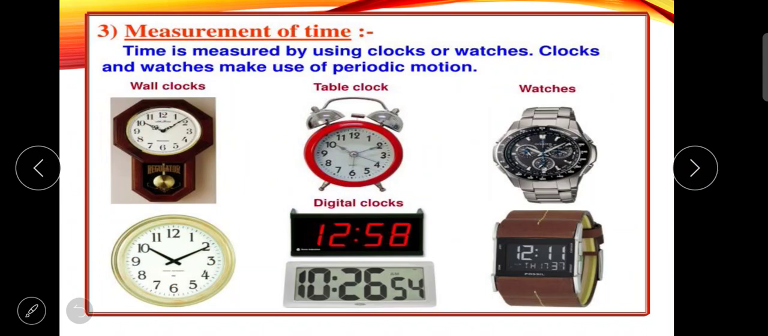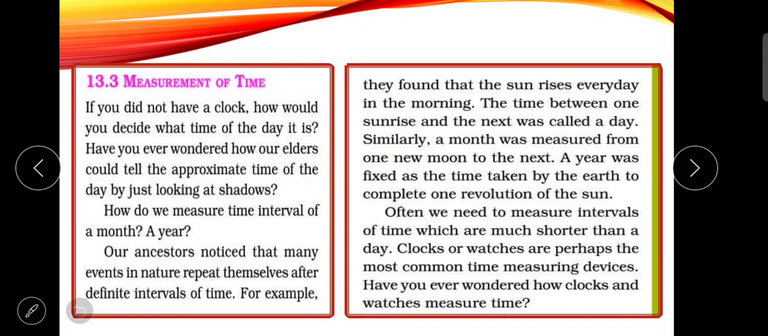You know that the working of a clock is very complex, but we use clocks for measuring the time interval. Clocks or watches are perhaps the most common time measuring devices, and the clock working is very complex, but still clocks are using periodic motion, and the very best example of it is the simple pendulum.